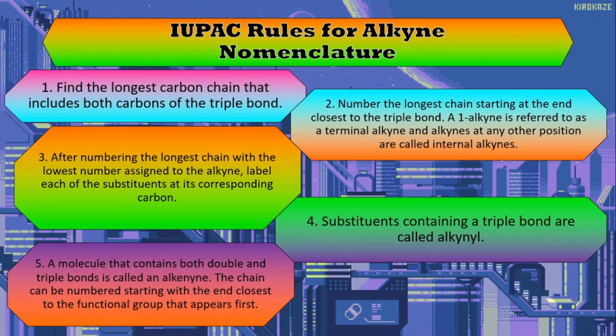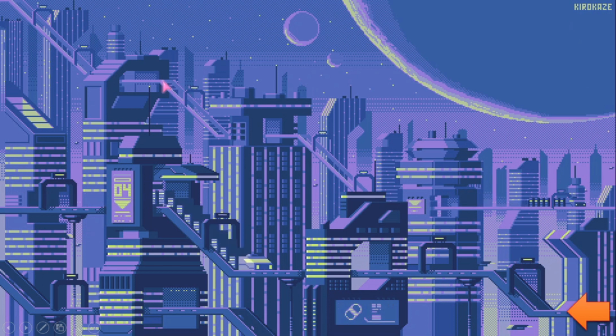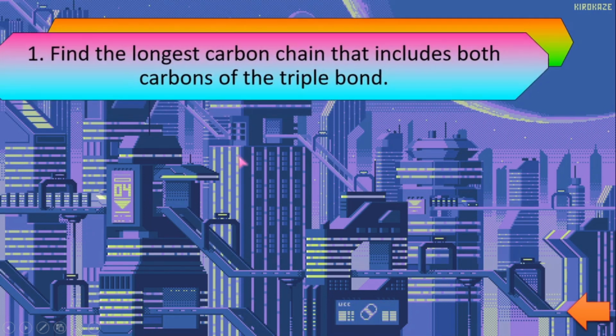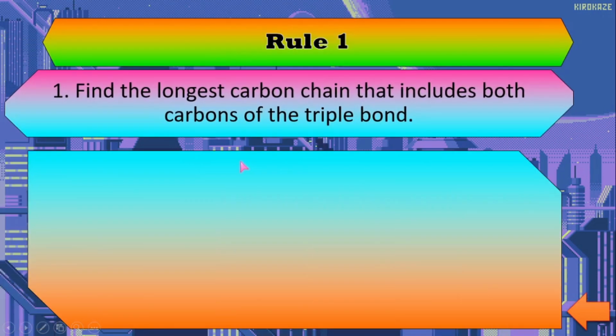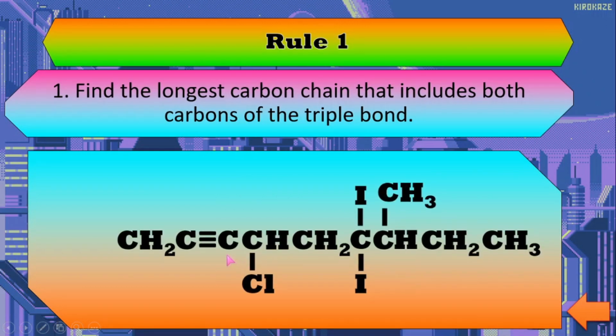First is to find the longest carbon chain that includes both the carbons of the triple bond. Okay, so the longest chain would be this one. It consists of 1, 2, 3, 4, 5, 6, 7, 8, 9. Since it has 9 carbons and a triple bond, it is called non-9-yne.